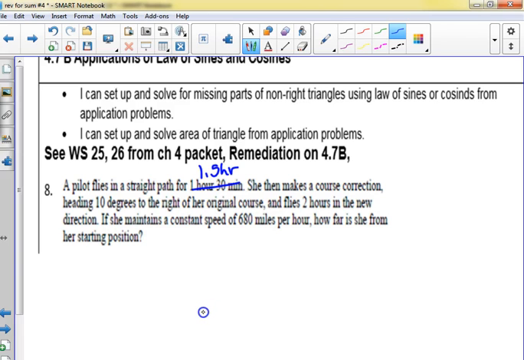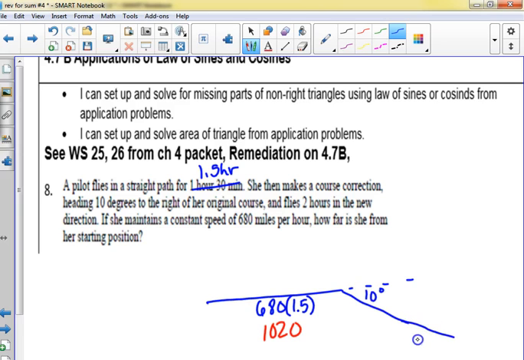Okay, I don't know that the one on the quiz is this complicated, but if she went 680 for 1.5 hours, rate times time would give you a distance. That distance would be 1020. Anybody got that one? Did I do that right? Okay. Then she turns 10 degrees to the right of her original path. This is why I would have drawn a picture for you if I was going to give you this question, because it's a little confusing.